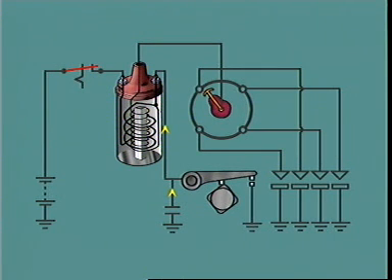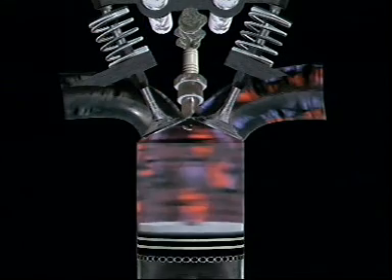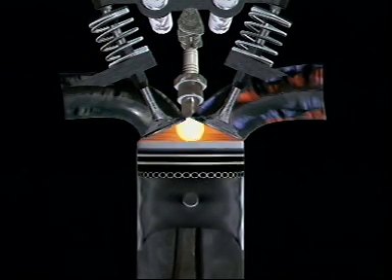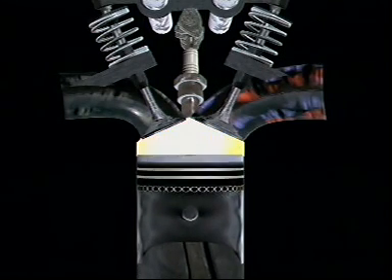Current continues to oscillate in the primary circuit until all the energy in the system is exhausted. This will maintain the spark at the spark plug for about 2 to 3 degrees of crankshaft rotation.